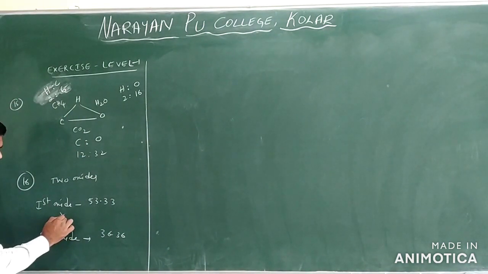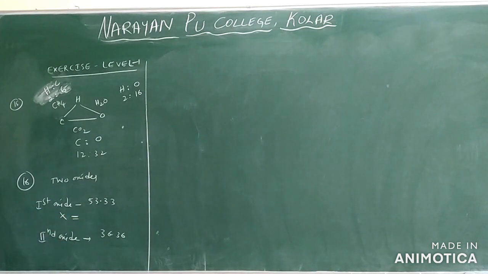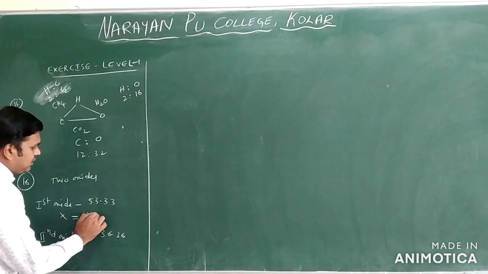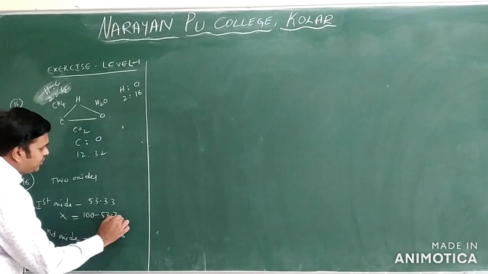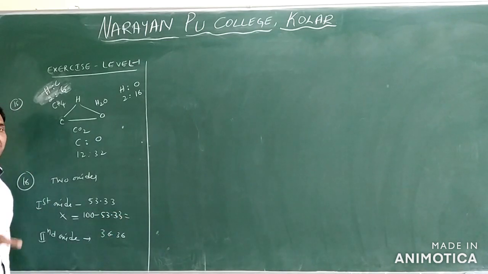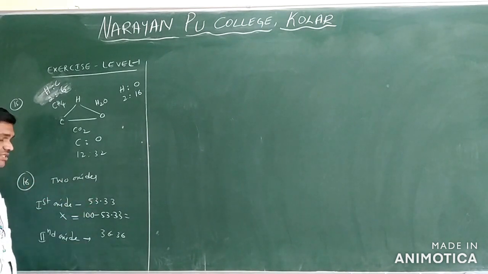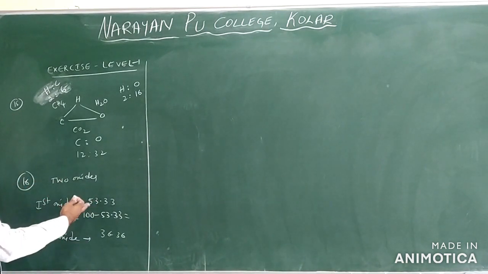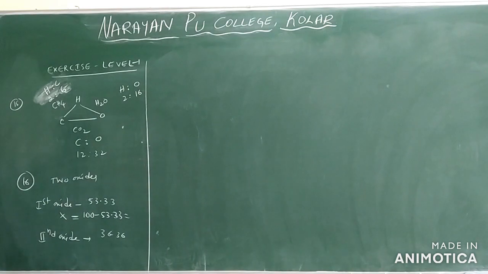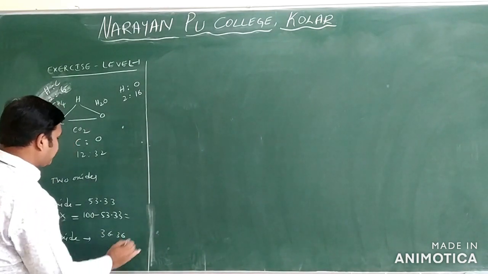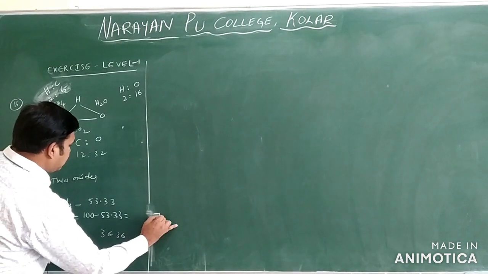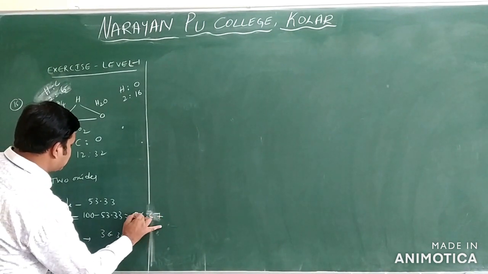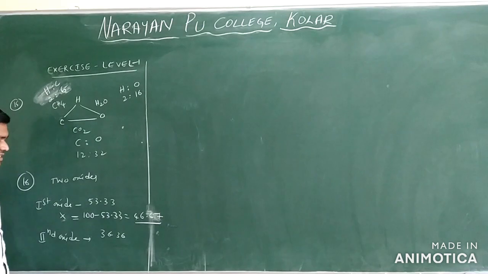If we take element X here, how will we get X? 100 minus 53.33, because the metal oxide is composed of 100% only. From that 100%, if you subtract 53.33, you will get the percentage of the element in the first oxide. Here you will get 46.67% for the element X only.